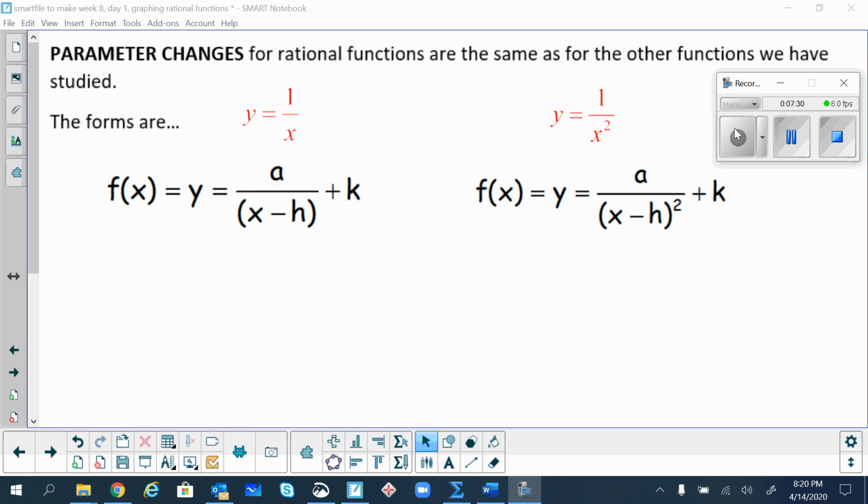The rules for the parameter changes for rational functions are the same as the rules for the other functions we have studied. The parent function y equals 1 over x in transformation form looks like f of x, or y, equals a over x minus h plus k. The parent function y equals 1 over x squared in transformation form will be f of x, or y, equals a over x minus h squared plus k.